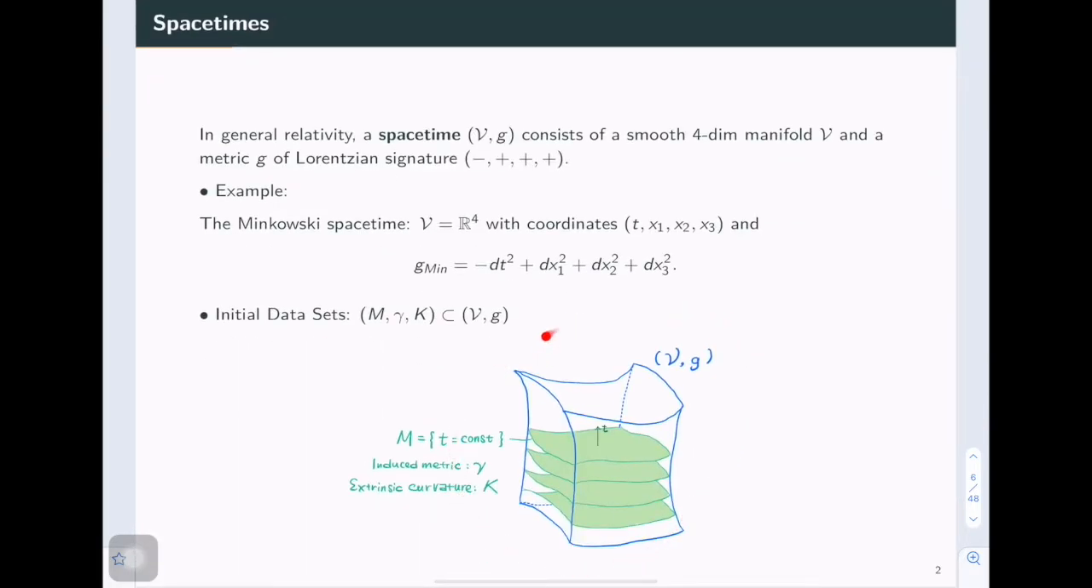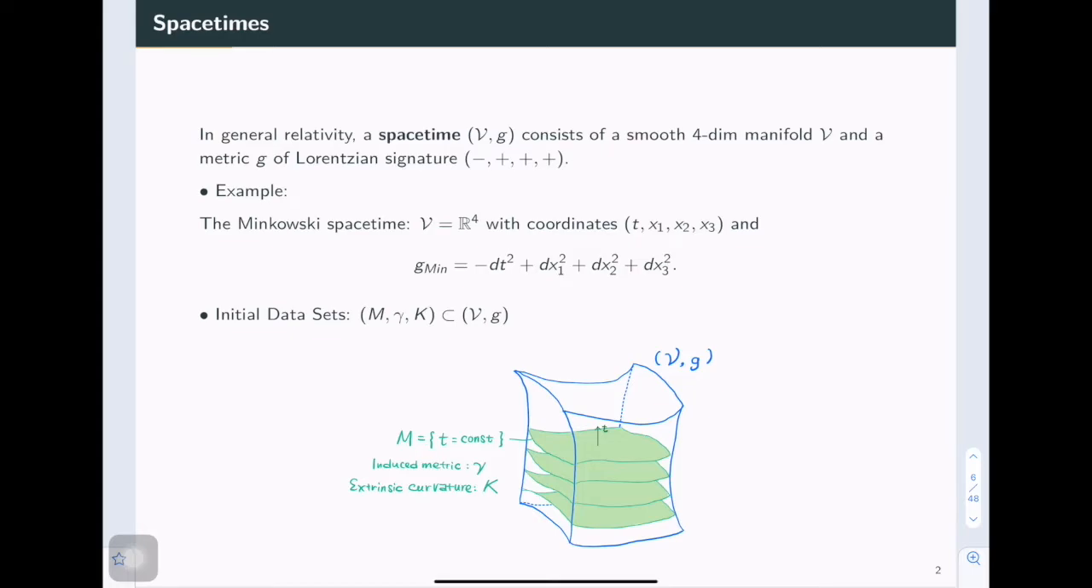Like in this picture, we can decompose the spacetime as space and time. With the help of a time function, we can think of the spacetime as formed by a foliation of hypersurfaces, where along each hypersurface, the time t is constant. Every such hypersurface is a three-dimensional manifold. We name it M.